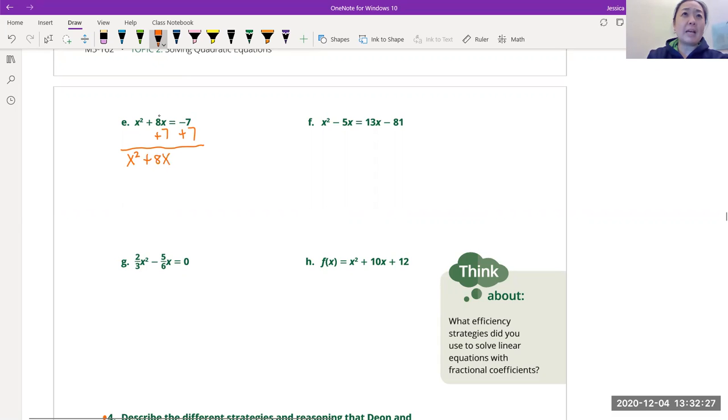So this is going to be 8x plus 7. And the reason why I'm doing this is because remember, we want it to equal 0. Very important. Don't be, as my kids say, don't be a noob. Make sure that it equals 0. And then once you have that, now we can use the zero product property, right? Well, once we factor.